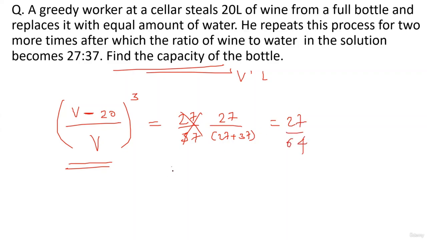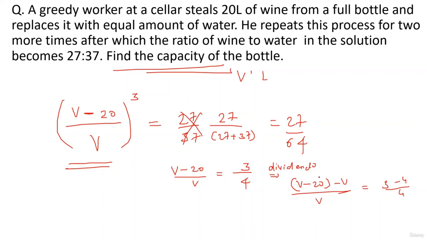Now you can take cube roots. You will get v minus 20 upon v is 27 ka cube root is 3, 64 cube root is 4. You can cross multiply now. I'll tell you the simplest way is use the property of dividendo. Dividendo kya hota hai? v minus 20 minus v upon v is equal to 3 minus 4 upon 4. v minus v cancel ho jayega. Minus 20 upon v is minus 1 upon 4, right? So you will have minus 20 upon v equals minus 1 upon 4. You can cross multiply. You will get the value of v as 80 liters. Your answer to the question.